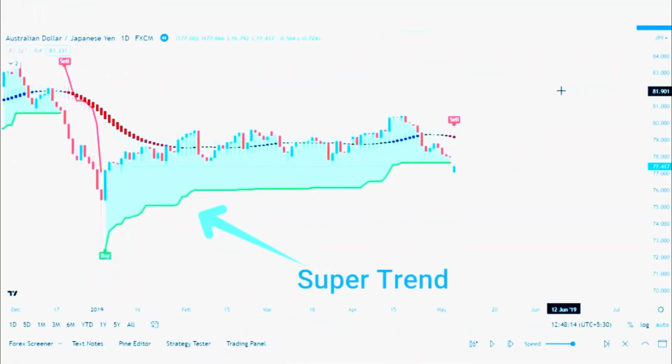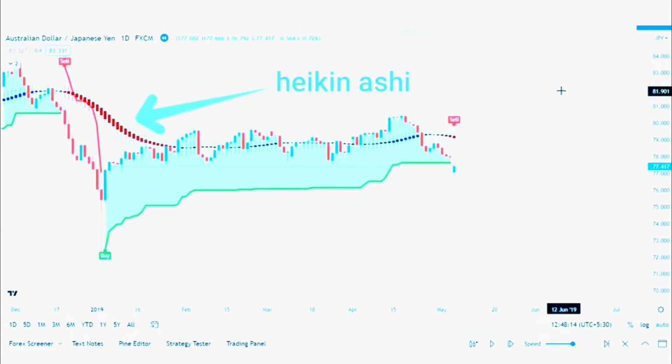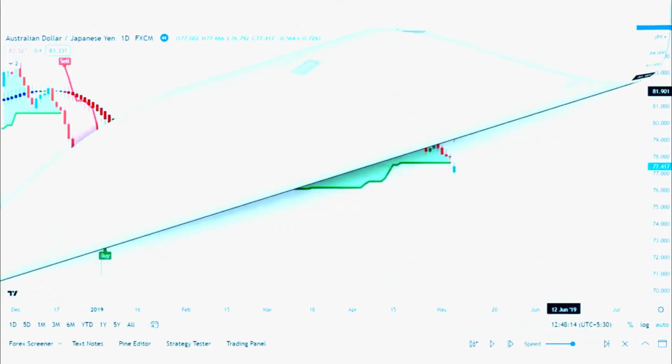Here is the Supertrend, which tells us about the market trend. The red color line visible in the middle, we call it the Heikin-Ashi line. These are all our trading tools. Further we will explain the trading setup. Let's see how we use these trading tools.